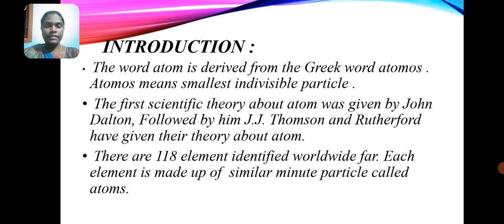The first scientific theory about the atom was given by John Dalton. Following him, J. Thomson and Rutherford gave their theories about the atom. There are 118 elements identified worldwide so far. Each element is made up of similar minute particles called atoms.